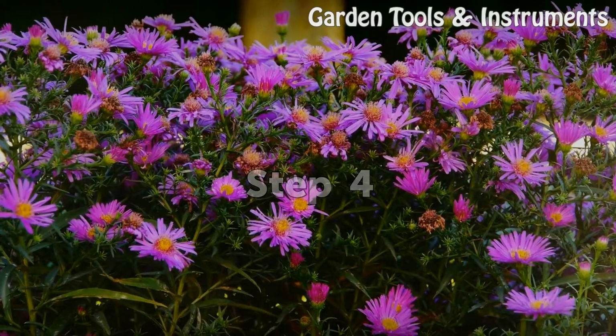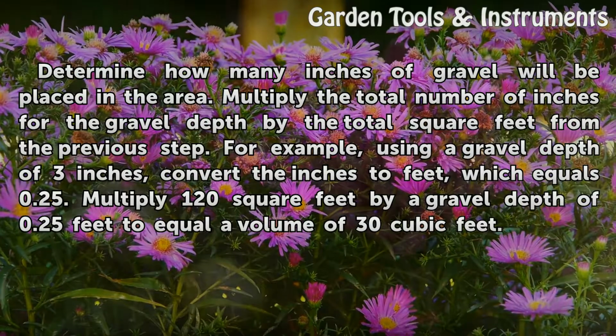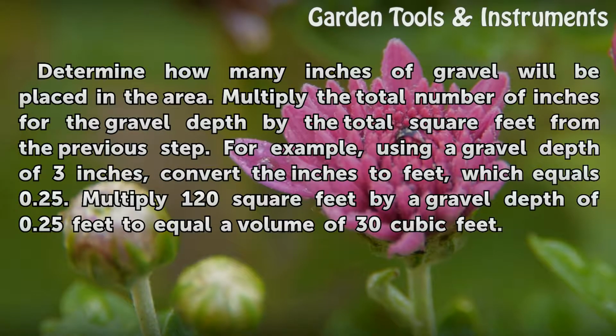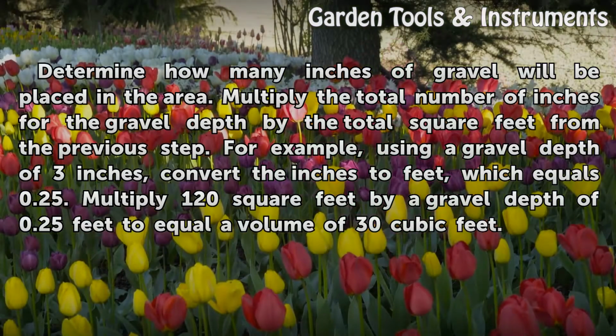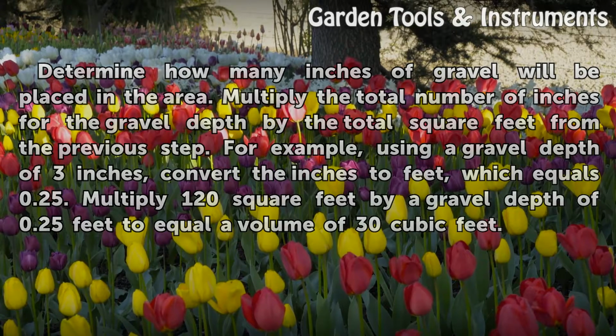Step 4. Determine how many inches of gravel will be placed in the area. Multiply the total number of inches for the gravel depth by the total square feet from the previous step. For example, using a gravel depth of 3 inches, convert the inches to feet, which equals 0.25. Multiply 120 square feet by a gravel depth of 0.25 feet to equal a volume of 30 cubic feet.